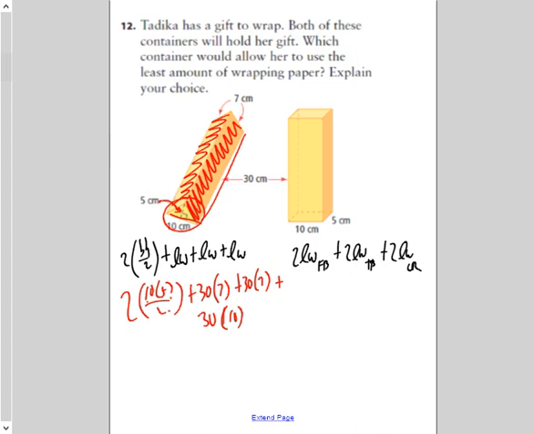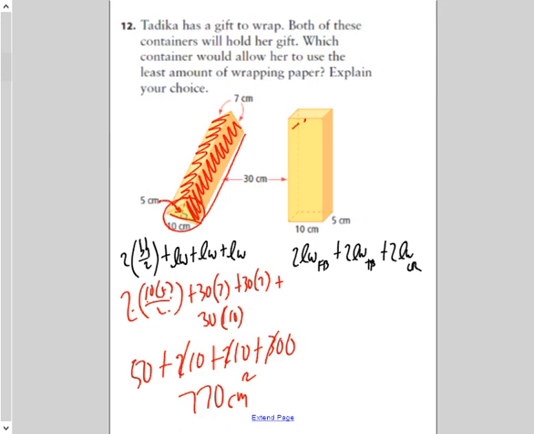10 times 5 is 50, divided by 2 is 25, multiplied by 2 is 50, plus 210, plus 210, plus 300. Add those together, you get 300, 400, 500, 600, 700, 770 square centimeters of surface area for the triangular prism. So when I substitute everything in and add all 5 sides together, it will equal 770 centimeters squared.